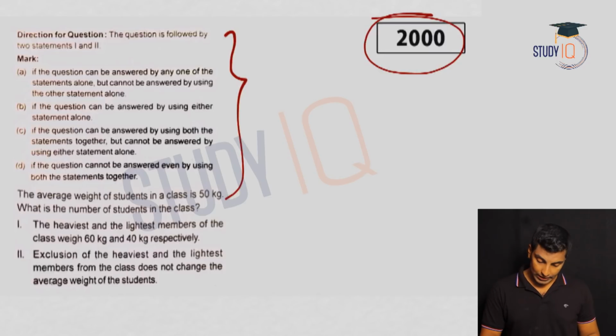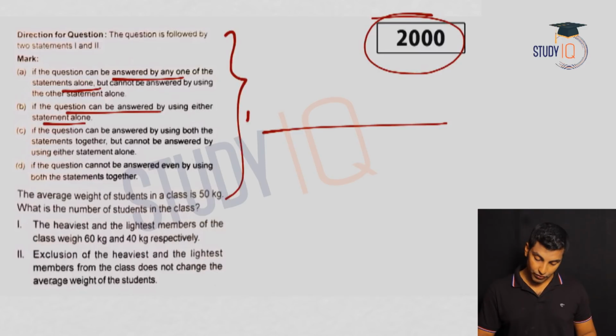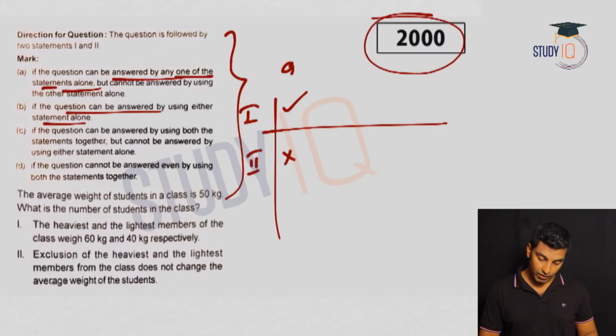The first option is the question can be answered by any one of the statements alone but not using the other. The second is, if the question can be answered by using either statement alone, then combine together, and you cannot answer even if you combine. So how will you proceed? You have to check like this: statement 1 and statement 2. When you check statement 1, yes, it is possible. This is the first possibility. Then you check statement 2, and statement 2 is not working out. Then what is your answer choice? The answer choice is A. The question can be answered by using one of the statements alone.